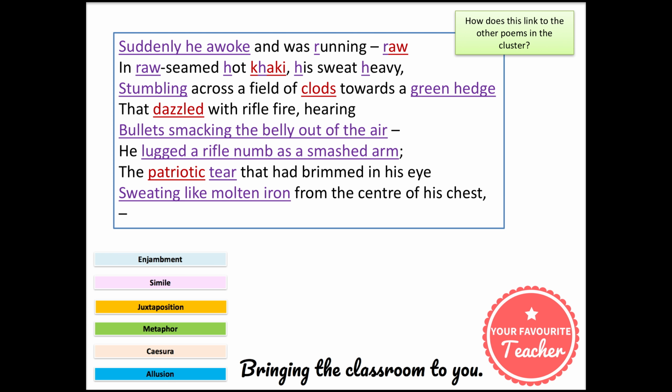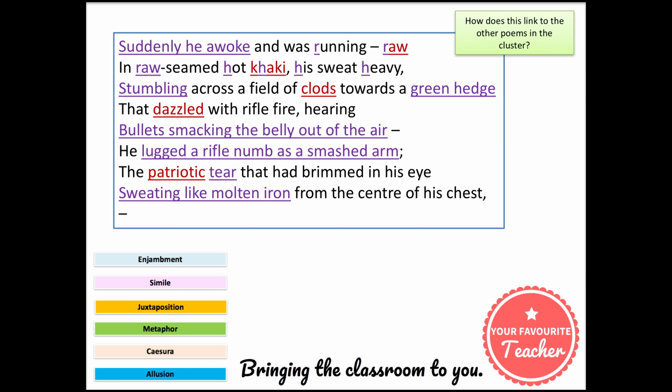The green hedge sort of juxtaposes the fact that this is a battle scene. You think of trenches as just muddy and brown. So it's almost like he's struggling to get to something normal, something natural, because he's so out of his comfort zone. So that's quite an unusual reference there with that green hedge.